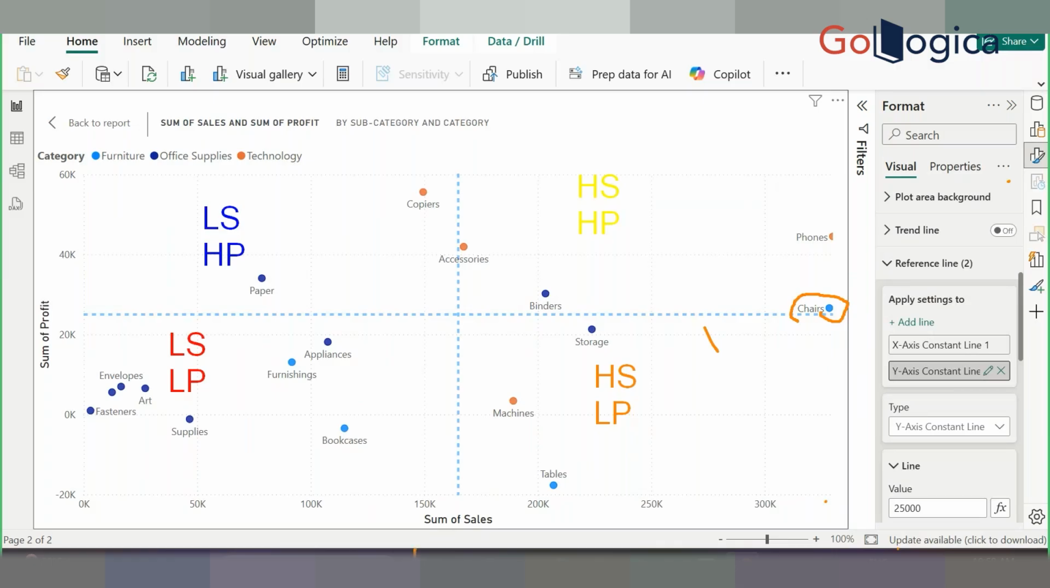The tables have done more than 2 lakhs in sales, but profit-wise it is in a big loss, a big negative value. So this product has high sales but low profit. Here I need to take some corrective measures. I need to immediately stop the business or check why things are going like this.